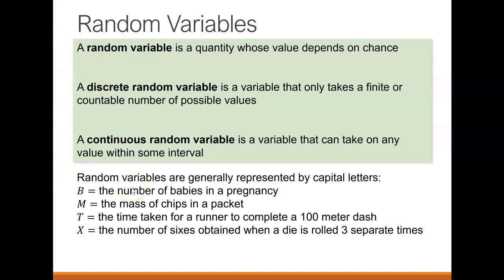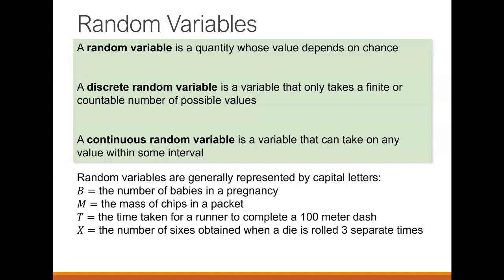Typically we let random variables be represented by capital letters. For example, capital B might represent the number of babies in a pregnancy. Is that a discrete or continuous random variable? Discrete, right? Because you can't have half a baby or a tenth of a baby. Everybody agree? Let's say capital M equals the mass of chips in a packet. Discrete or continuous? Continuous, right? Because those chips could weigh any amount, as accurate as your scale could go. You can get as many decimals as you want out of that, right? Everybody agree?